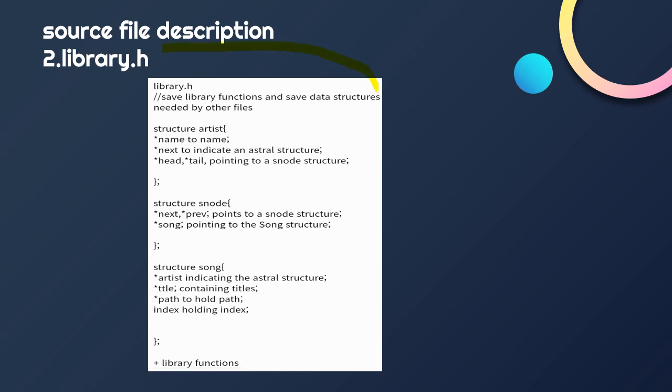Second, the library header file. The library header file saves library functions and saves data structures needed by other files. A structure artist. On a previous screen, I introduced structures. Artist, snode, double linked list, and song is connected. And song is connected to the artist structure.